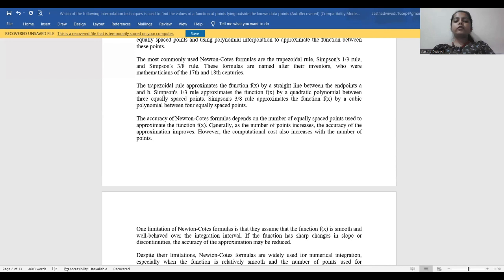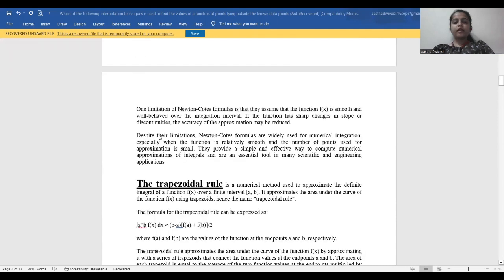The accuracy of Newton-Cotes formulas depends on the number of equally spaced points used to approximate the function f of x. Generally, as the number of points increases, the accuracy of approximation improves. However, the computational cost also increases with the number of points. One limitation of Newton-Cotes formulas is that they assume that the function f of x is smooth and well behaved over the integration interval. If the function has a sharp change in slope or discontinuity, the accuracy of approximation may be reduced.